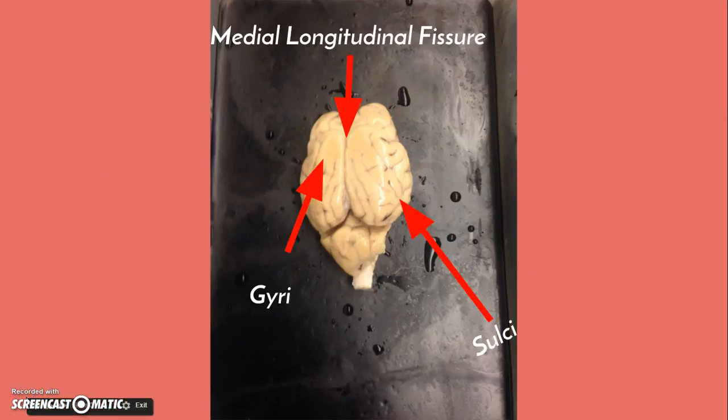Next, we will be talking about the medial longitudinal fissure. This part of the cerebral cortex splits the brain into the left and right hemisphere and contains information about head movements and a component for eye movements. The sulci are the grooves between gyri of the brain, and gyri are the bumps that can be seen on the surface of the brain.